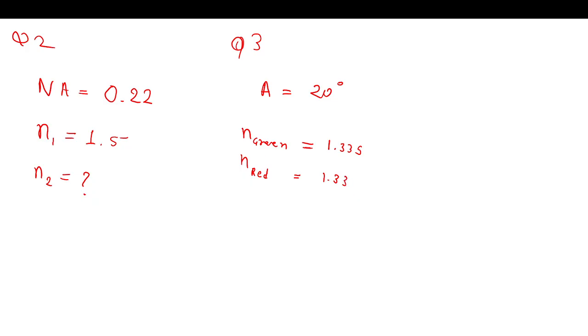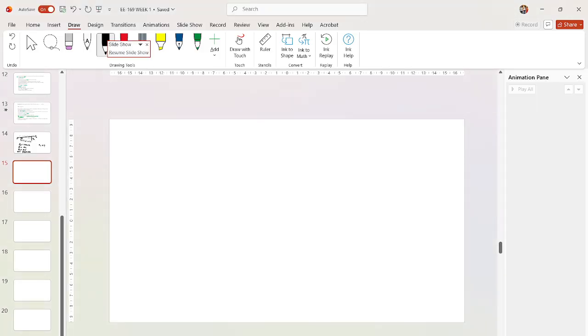Okay, so now you need to calculate the dispersion angle. You need to calculate del, which is del green minus del red. How much the dispersion is, as an angle.